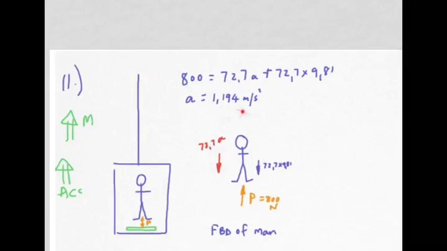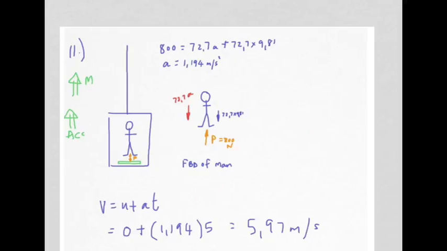And from it we can find that the acceleration must be 1.194 meters per second squared upwards, because we have 1 up and 2 downs, sum to find that. So how fast is the lift going after 5 seconds? Well, V equals U plus AT will be nice to work with here. Starting at rest, so U is 0. 1.194 is the rate of acceleration. It happened for 5 seconds. So we have 5.97 meters per second as our final velocity after 5 seconds.